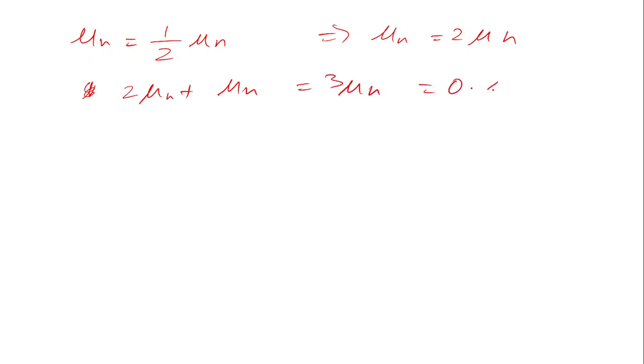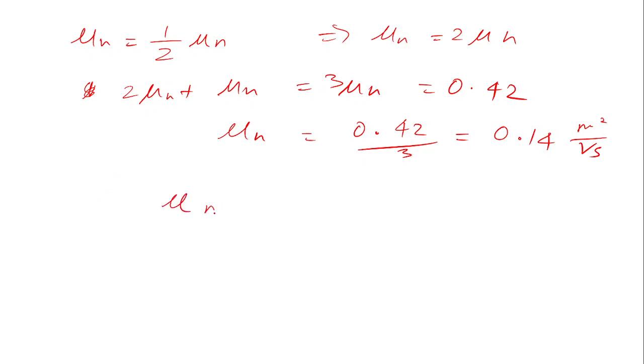Now, as I told you already, the mobility of electrons was 2 times the mobility of holes. So mobility of electrons plus mobility of holes equals 3 times mobility of holes, and this one is 0.42. So mobility of holes is 0.42 divided by 3, that is 0.14 meter square per volt second, and mobility for electrons will be 0.42 minus 0.14, which is 0.28 meter square per volt second.